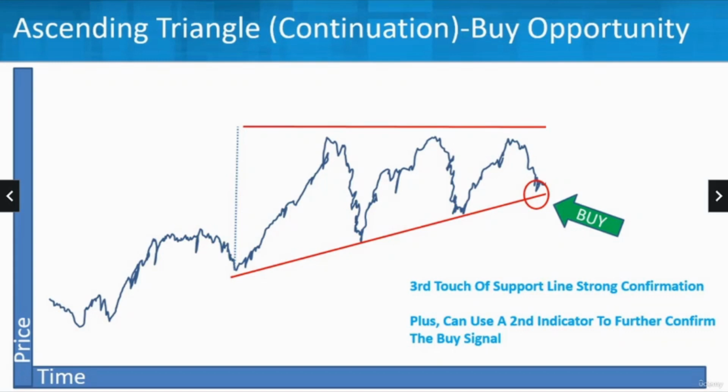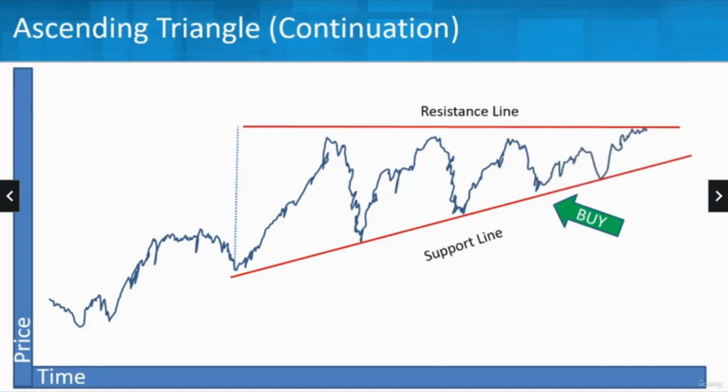You don't have to trade just off the triangle. You could buy on that second touch, by the way, and that's perfectly fine. The third touch just gives you a little bit more confirmation. The more touches, the more confirmation. And the idea is we bought there on that third touch.